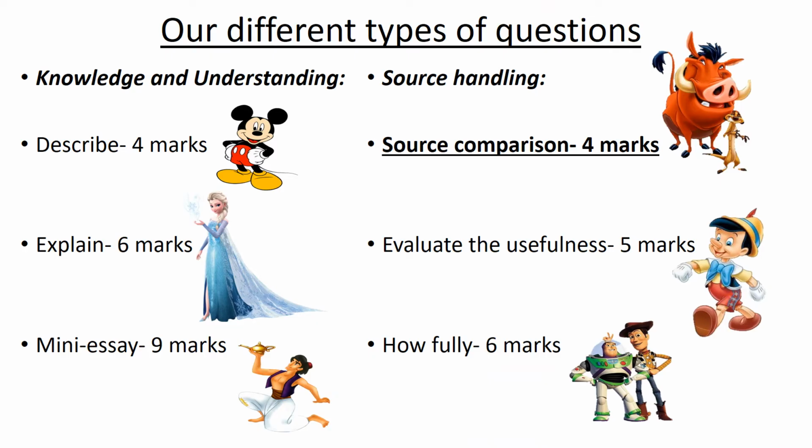So our different types of questions which we answer in history. You've got knowledge and understanding questions here, so we do a describe question, an explain, and a mini essay type of question. The source handling questions, we do a source comparison, evaluate usefulness, and a how fully. You'll see all our questions have Disney mascots now. So we've got Pumbaa and Timon from Lion King for the source comparison question, which we're going to focus on today, and it's worth 4 marks.